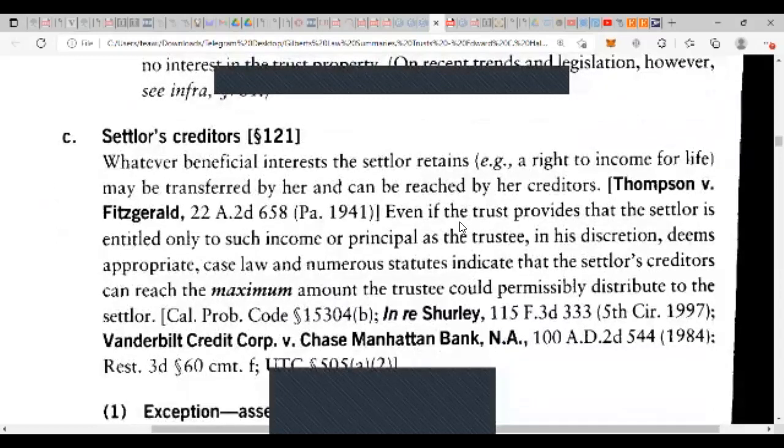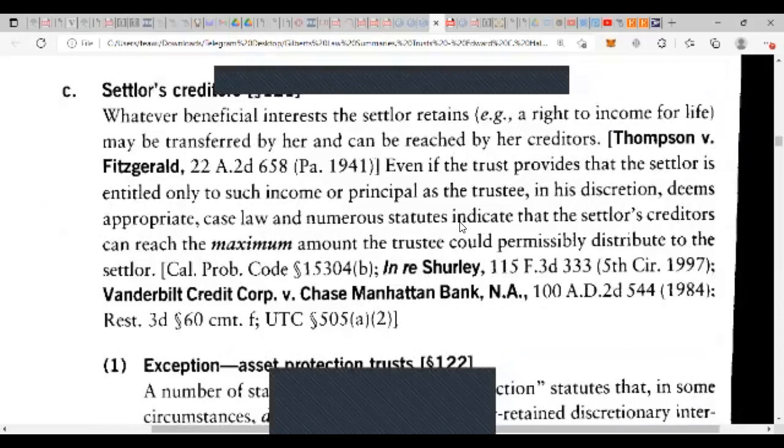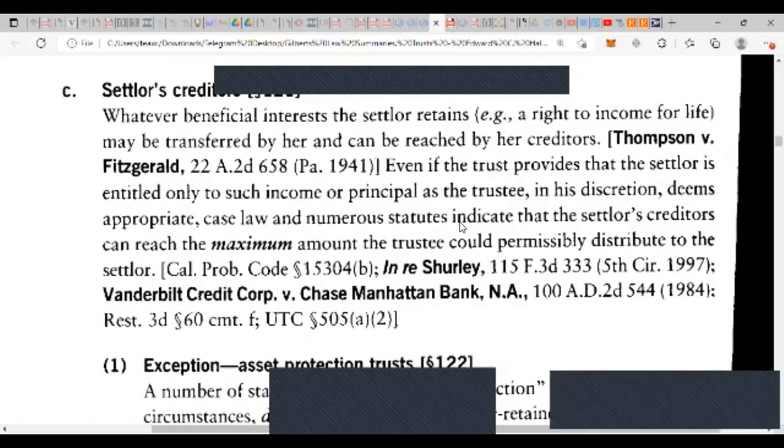Settlors' creditors, Section 121. Whatever beneficial interest the settlor retains, such as a right to income for life, may be transferred by her and can be reached by her creditors. Thompson versus Fitzgerald, 1941. Even if the trust provides that the settlor is entitled only to such income or principal as the trustee, in his discretion, deems appropriate, case law and numerous statutes indicate that the settlor's creditors can reach the maximum amount the trustee could permissibly distribute to the settlor.